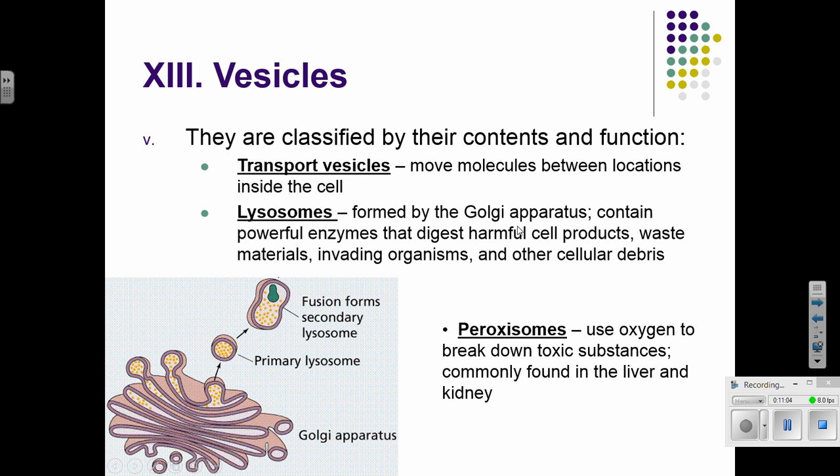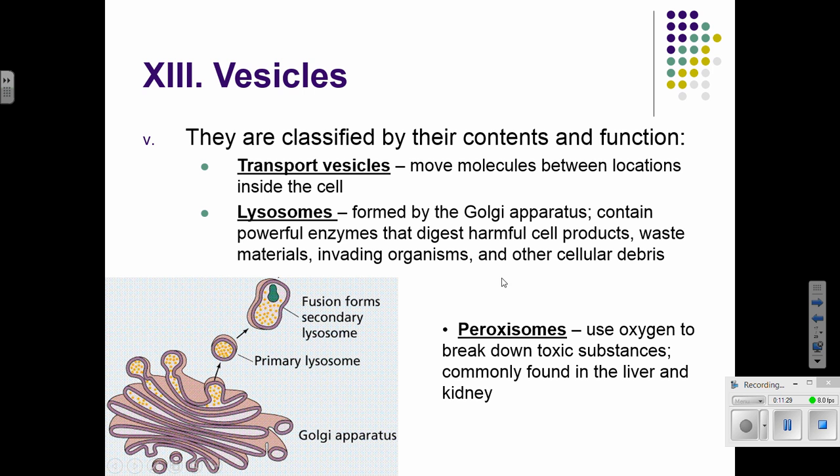So we classify vesicles by what's in them and also what they're doing. If it's a transport vesicle, just like it sounds, it's moving something from one location to the next. We also have these vesicles called lysosomes. Those are formed by the Golgi apparatus, and they're filled with some pretty strong enzymes that help break down waste materials and other cell debris. So they're kind of like the garbage disposal of the cell.